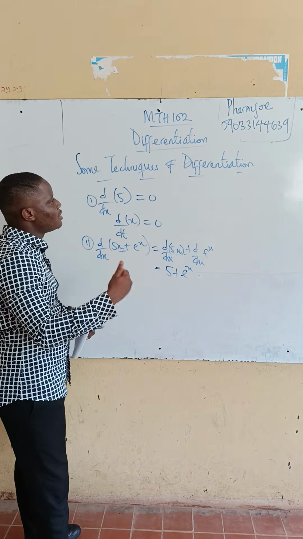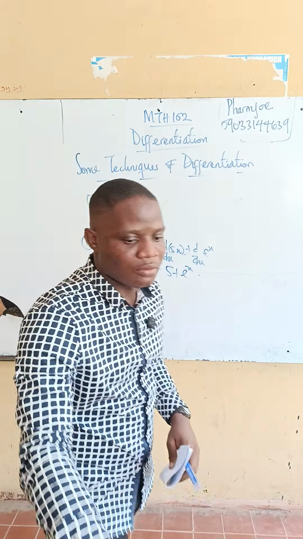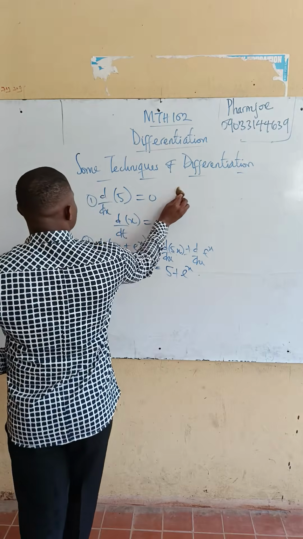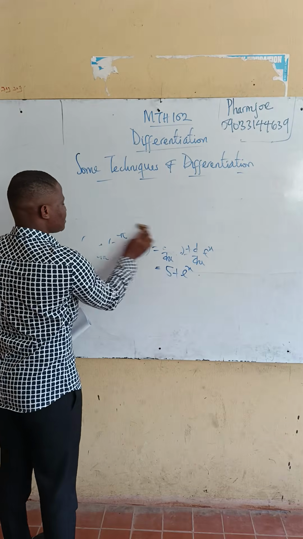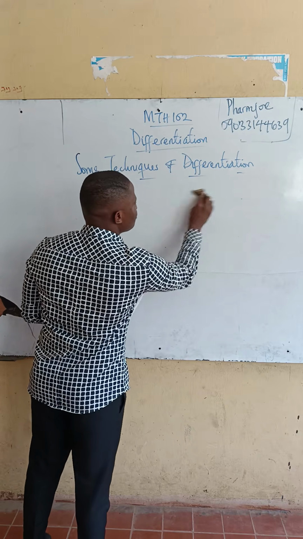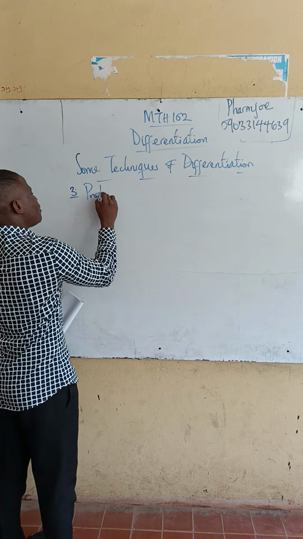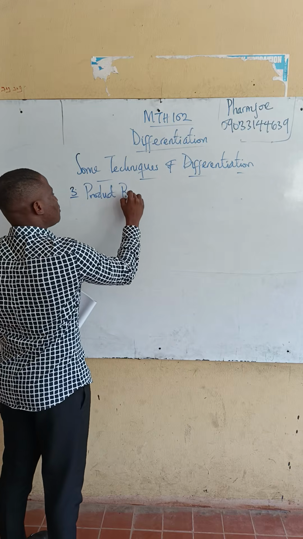But today, I'm going a step further. I'll be checking number 3 and number 4. Number 3 will be the quotient and product. We'll be checking the quotient and we'll be checking the product. So let's start with number 3, product. We call it the product rule.